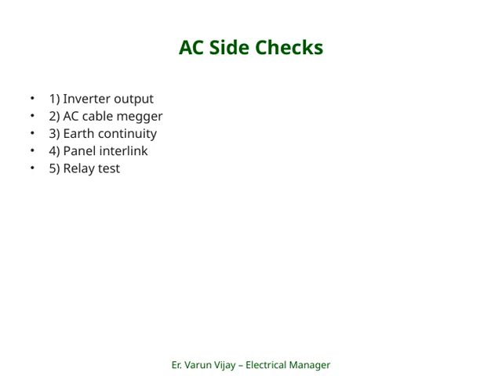Then, we move to earth continuity. Ensuring a solid earth connection is vital for safety and for proper system operation. Without a reliable ground, there's a risk of electric shocks or equipment damage. After that, we inspect the panel interlink. This step confirms that all connections between panels are intact and functioning correctly, maintaining system integrity.